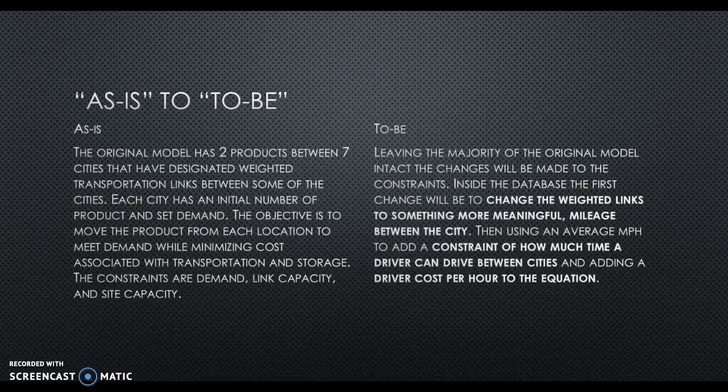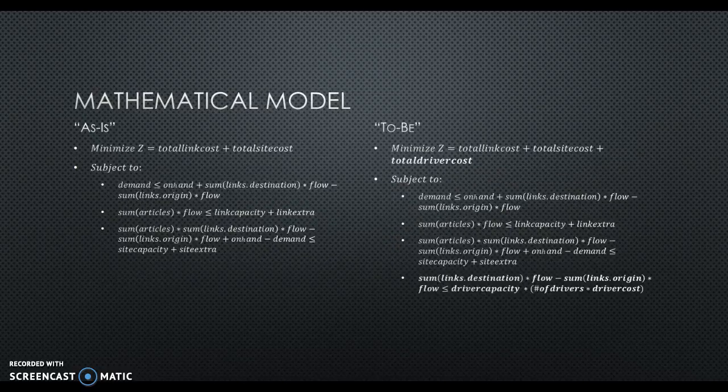So also, again, that driver cost per hour will come into the equation. We'll show you how I did that. So the mathematical model, it's fairly simple once you break it down. The code is about 130 lines, but it's fairly simple when you break it down. You're minimizing your total link cost and your total site cost.